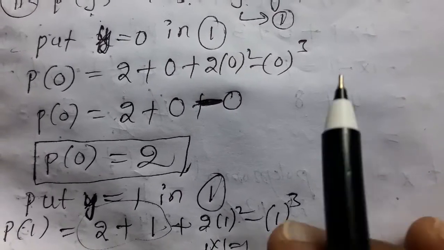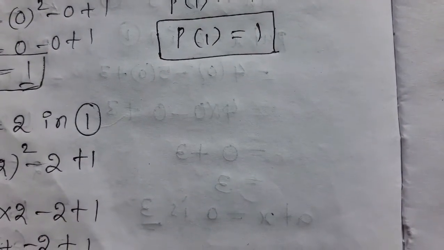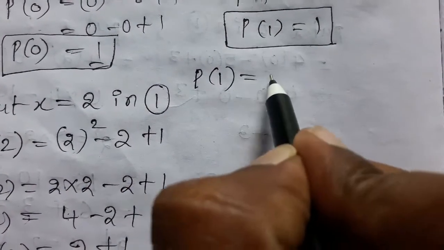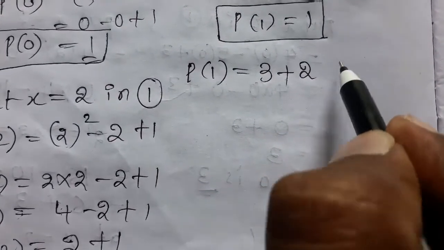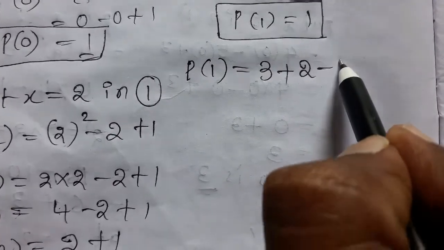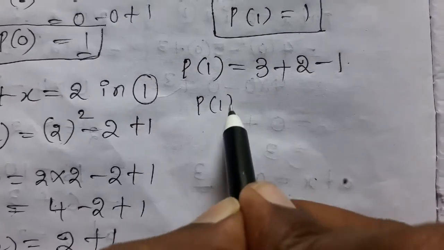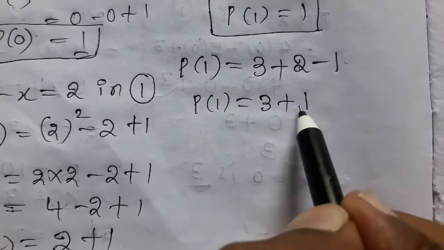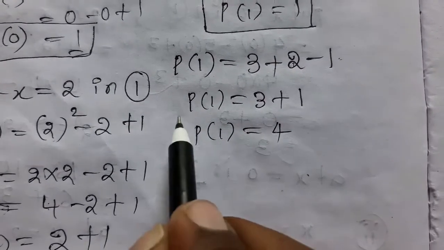Now this can be written as P of 1 equals to 2 plus 1 means 3 plus 2 into 1 square means 2. Next, minus 1 cube means minus 1. Now 2 minus 1, this becomes 1. P of 1 is equals to 3 plus 1. Now P of 1 equals to what? 4.